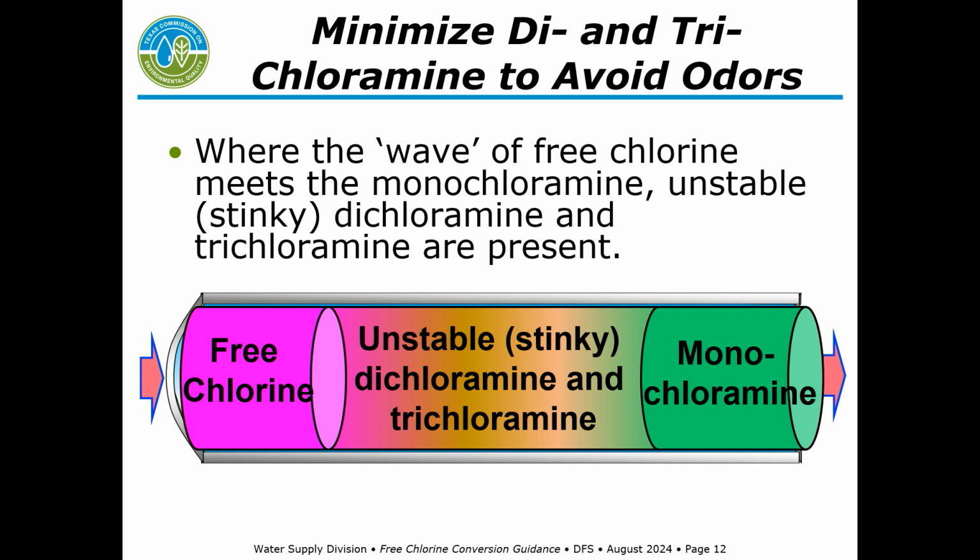So this is kind of a graphical representation of what I'm talking about. When you've got the free chlorine coming into the system from the left, and you have monochloramine leaving the system, you're always going to have some amount of dichloramine and trichloramine between the pure free chlorine and the pure monochloramine. What you're trying to do is just minimize how much of that is going on, because in that conversion through the breakpoint curve, you're always going to have a little bit of that.